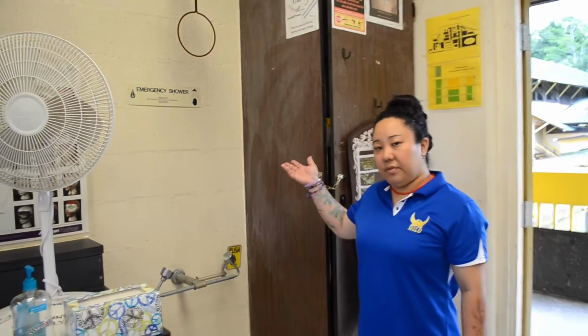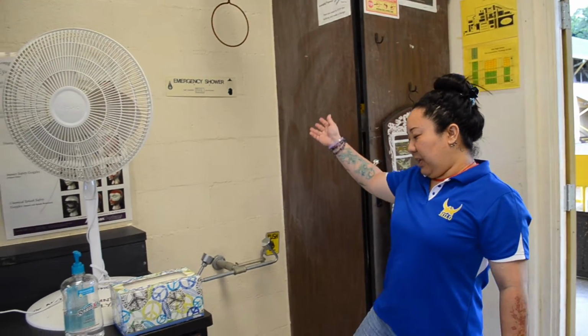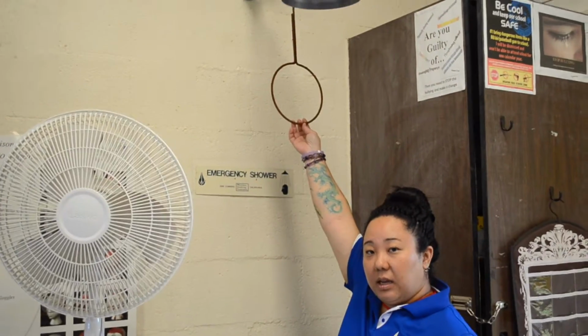This is the emergency shower in case you need to rinse off any chemicals that have spilled onto your person. It is operated by stepping into the shower, gently and steadily pulling down the large ring, and the water will come pouring down out of the shower head.